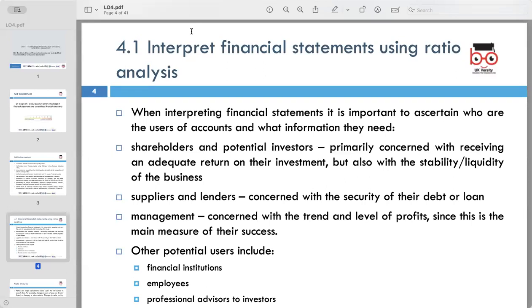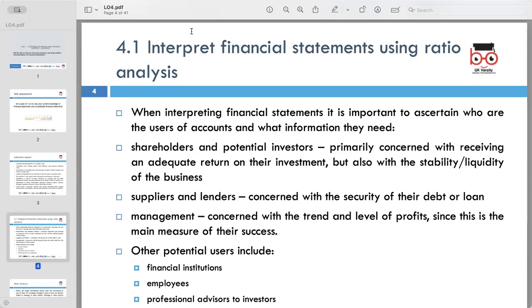Similarly, suppliers and lenders' priorities are the security of their debt or loans, while the management team focuses on scrutinizing the trend and level of profit, as the metric serves as an important indicator of their success in steering the company forward. Any questions so far, if anyone is there?